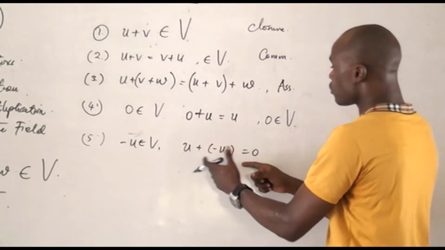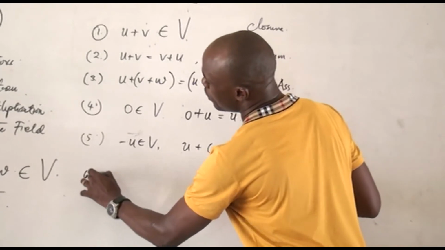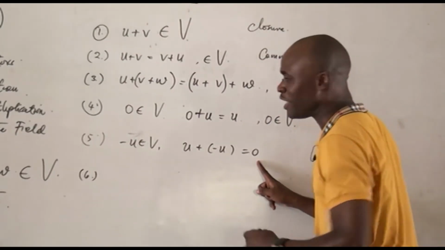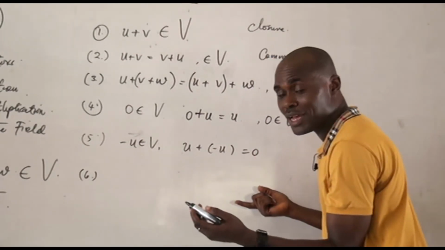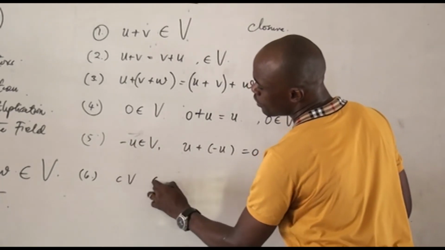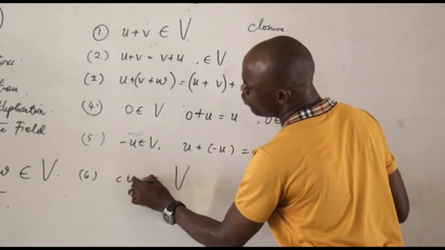Inverse, yeah. So this is going to give us 0. Then we have some other properties I'm going to add to that. And what are the properties? It has to do with the scalar. I'm going to do something like this, and you wonder, what are you doing?